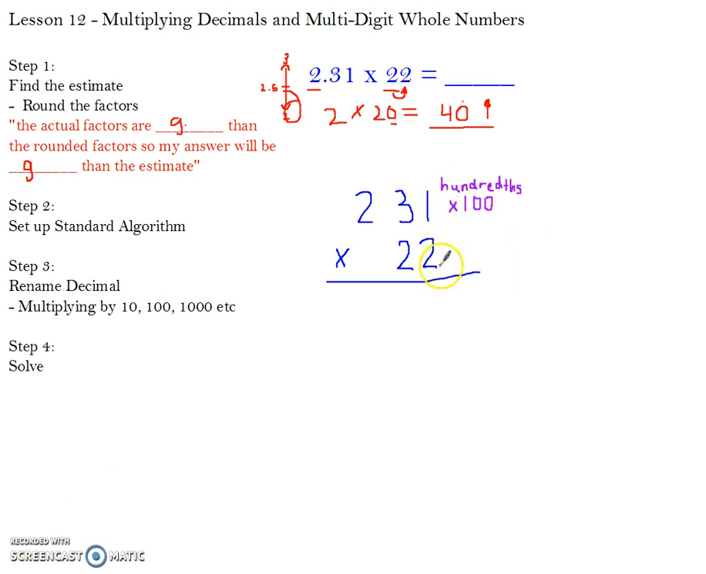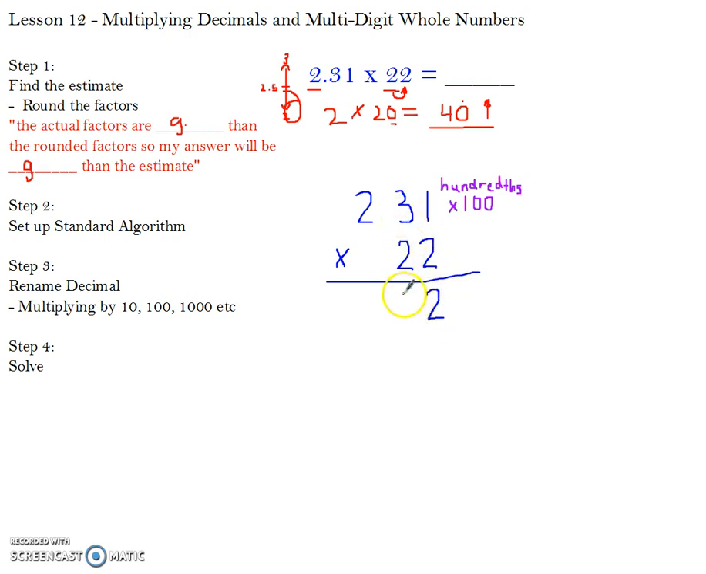Step 4 is we solve our standard algorithm. We're going to start always with the bottom right, the ones column on the bottom, and multiply that by all those numbers above. So we go 2 times 1 is 2.